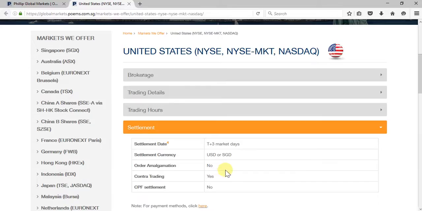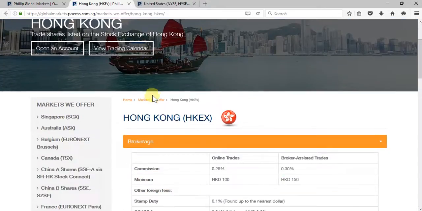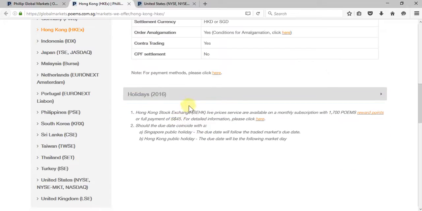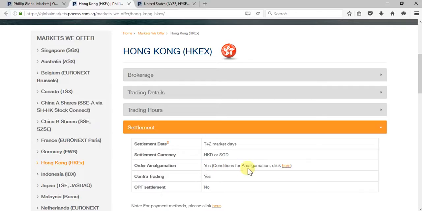So let's look at Hong Kong. A lot of people are also interested in Hong Kong. So I'll click here on Hong Kong. We scroll down to the settlement. As you can see here, yes, there is amalgamation on Hong Kong. So if you are free, you can place hundreds and hundreds of shares, 200 and 200 shares, instead of placing trades in one lump sum. To read the fine print of the terms and conditions on this amalgamation, I have included a link in the comments below.